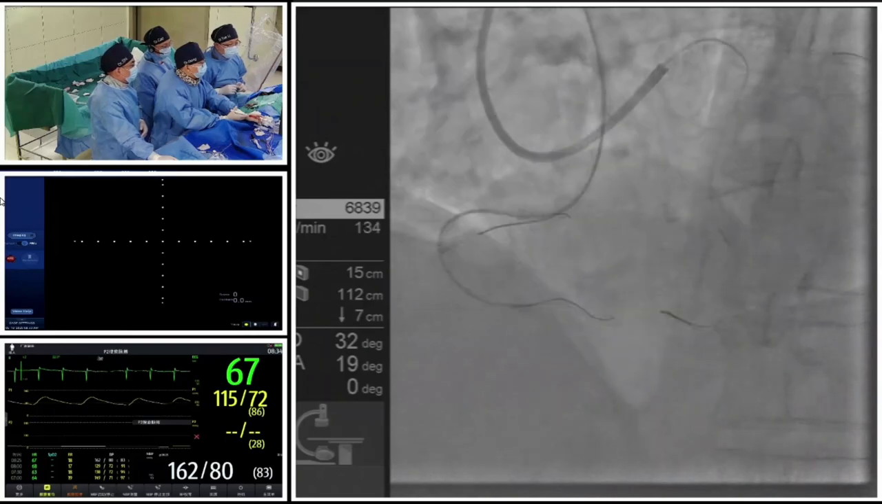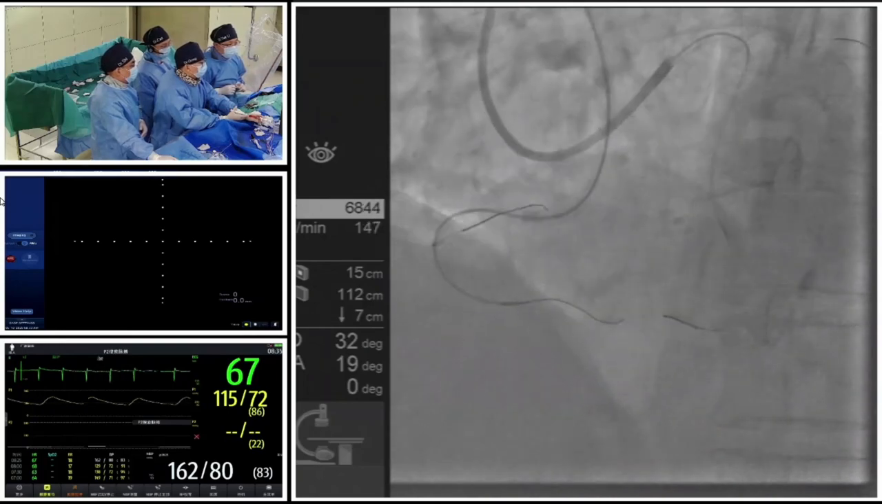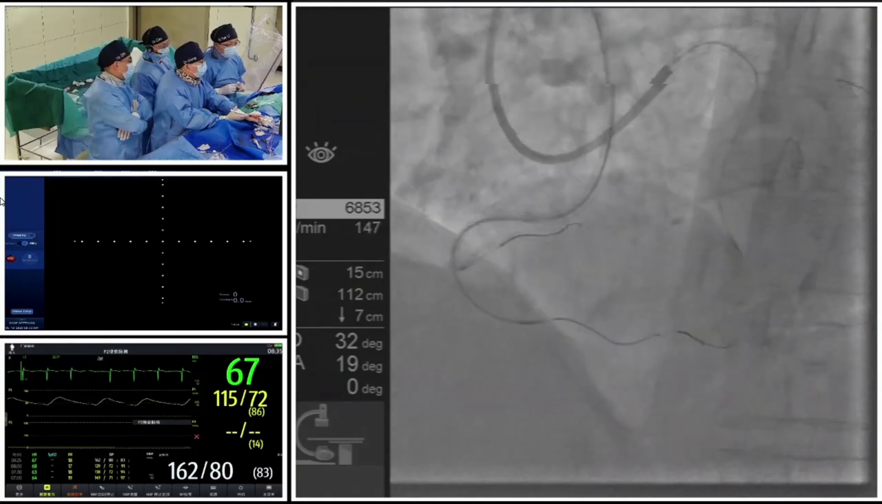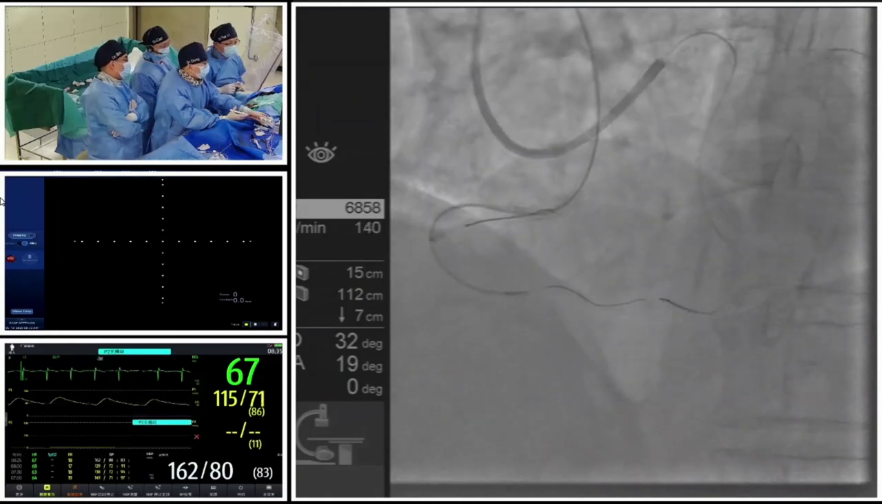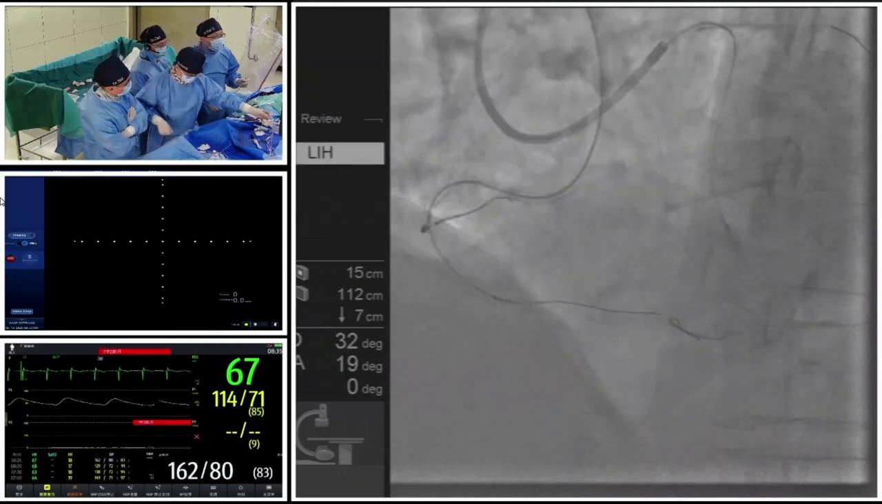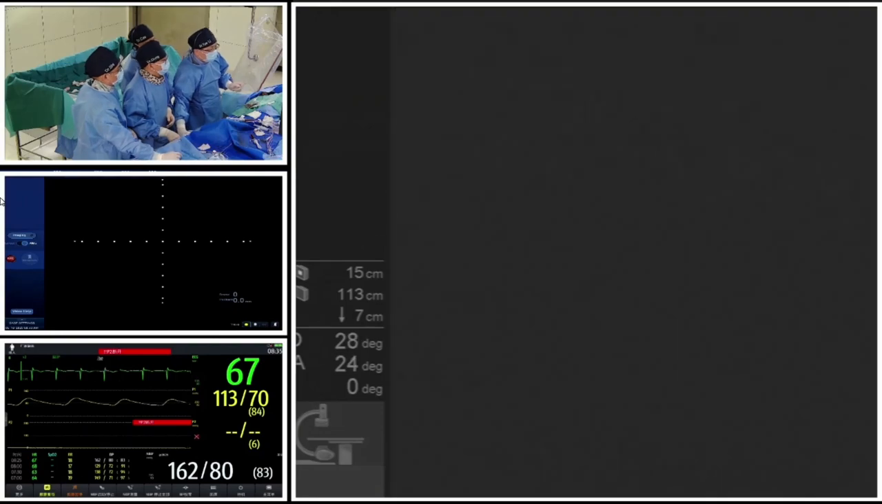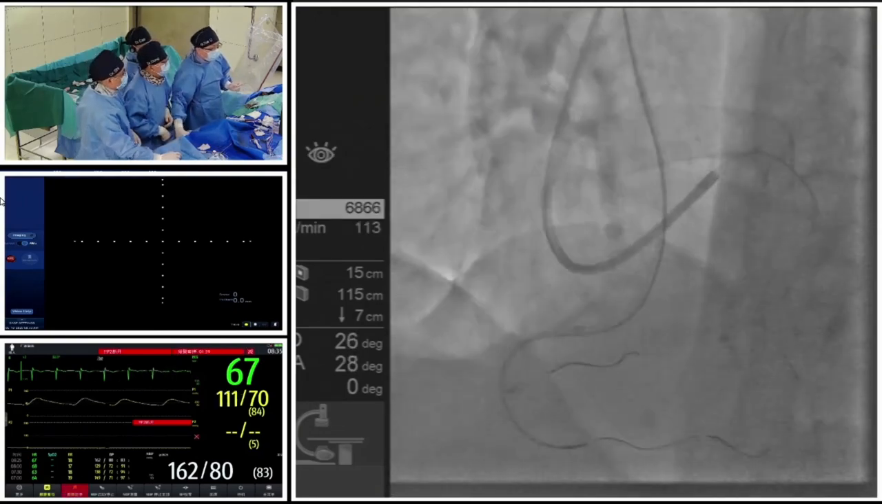Should be in the subintimal space, looks like a spiral. Here must be very careful. A little bit more cranial.